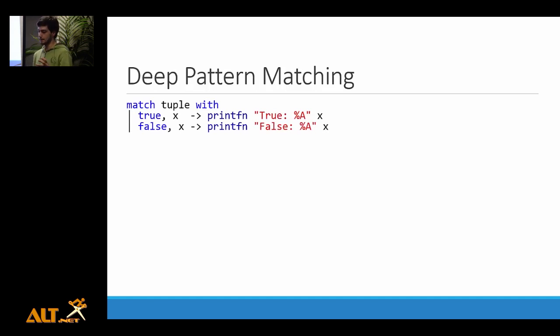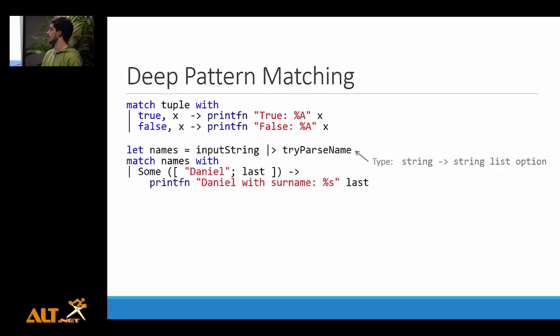Here we're basically decomposing a tuple, but at the same time we're saying in the first case, the first element of the tuple must be true, like the value of true, and the second element, I don't care what it is, but bind it to the name x, and then we print out something. Then in the second case, we're decomposing the tuple, and we're saying the first element must be the value of false, and the second element, I don't care what it is, just bind it to the name x, and then we print out something.